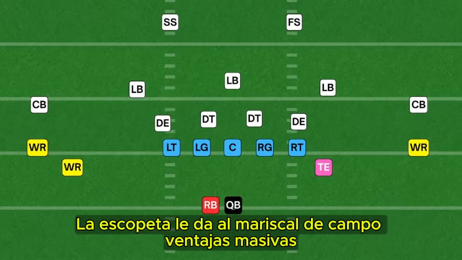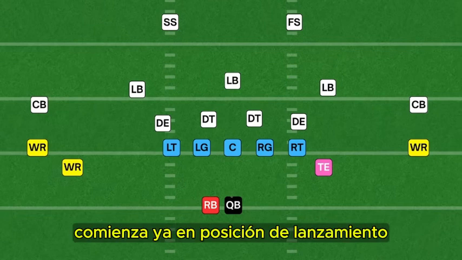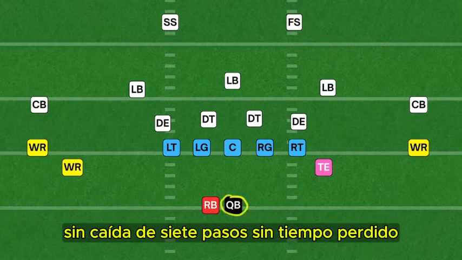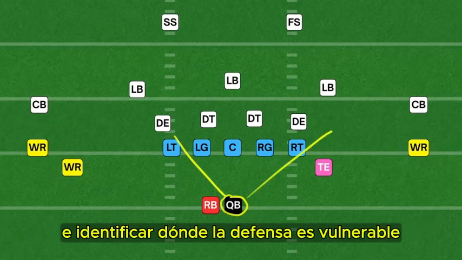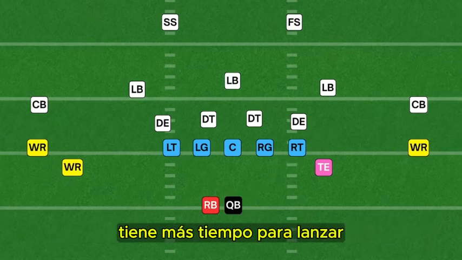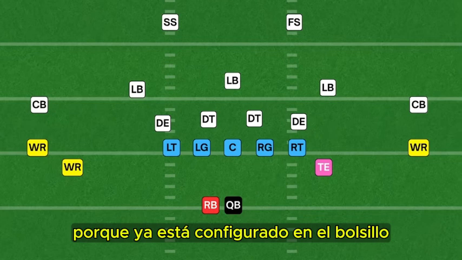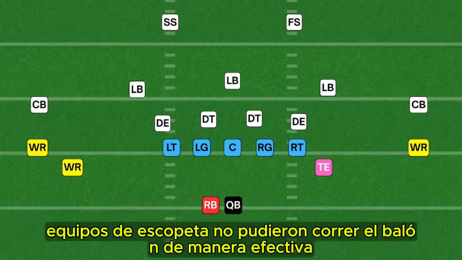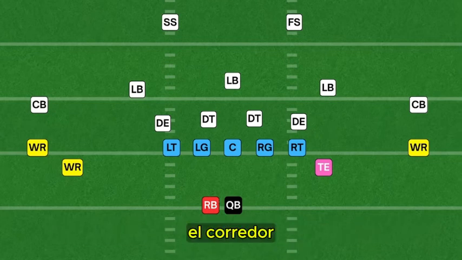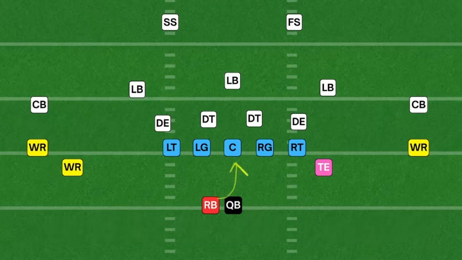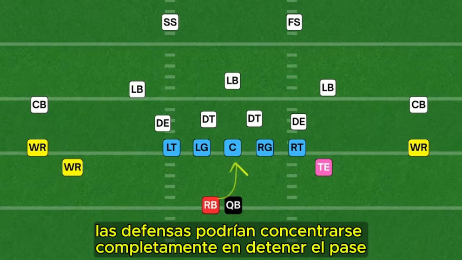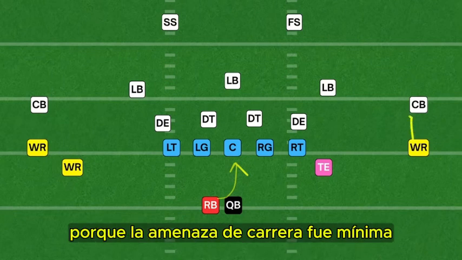The shotgun gives the quarterback massive advantages. He starts already in throwing position. No 7-step drop, no wasted time. He can see the entire field before the snap and identify where the defense is vulnerable. He has more time to throw because he's already set up in the pocket. But early shotgun teams couldn't run the ball effectively. The running back started too far from the line of scrimmage and couldn't build momentum. Defenses could focus entirely on stopping the pass because the run threat was minimal.